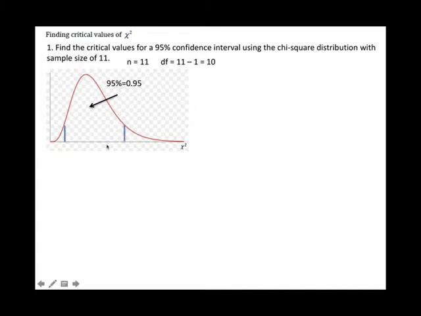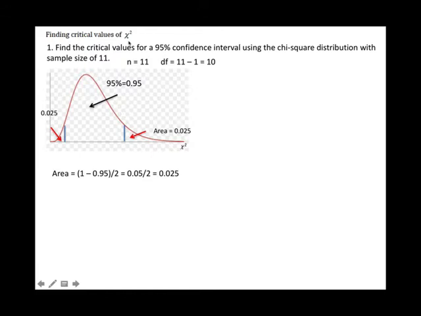Now, we will look for the alpha. Alpha will be 1 minus 0.95, and then we're going to divide it by 2. When we divide it by 2, we can find the area for each tail. So that will be 0.025. The procedure is pretty similar to 7.1 and 7.2. Find out the area for each tail.